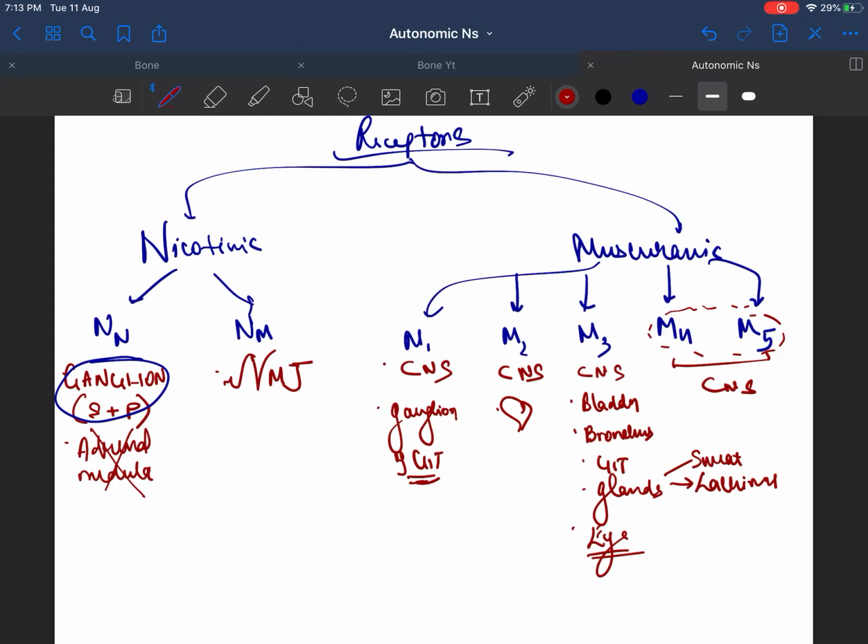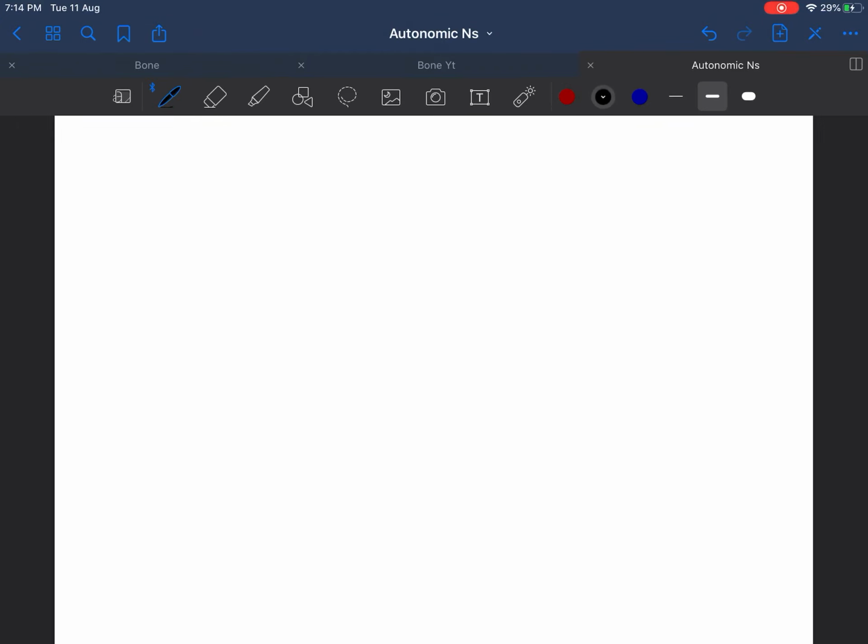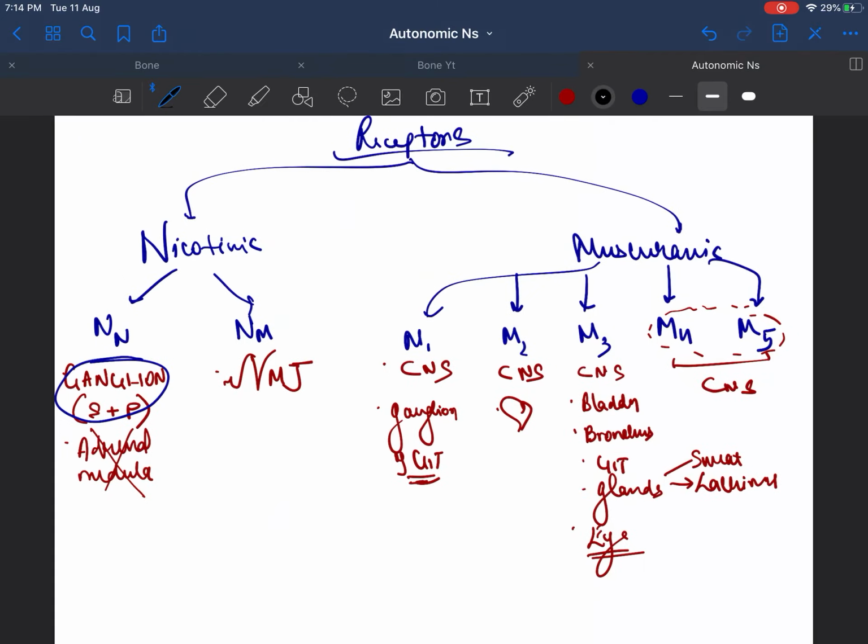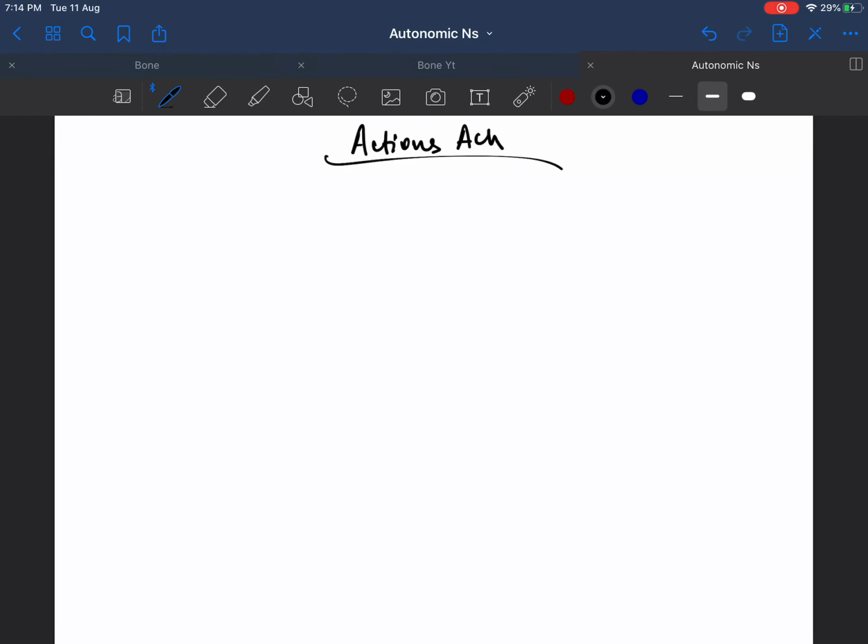So now acetylcholine will come, and it will act on all these receptors. So what will it do? We'll learn about the actions of ACH. It is very easy to understand. First, let's see what happens in the heart. There is one golden rule to remember: the sympathetic system increases the activity of the heart and decreases everything else, and the parasympathetic system does the opposite.